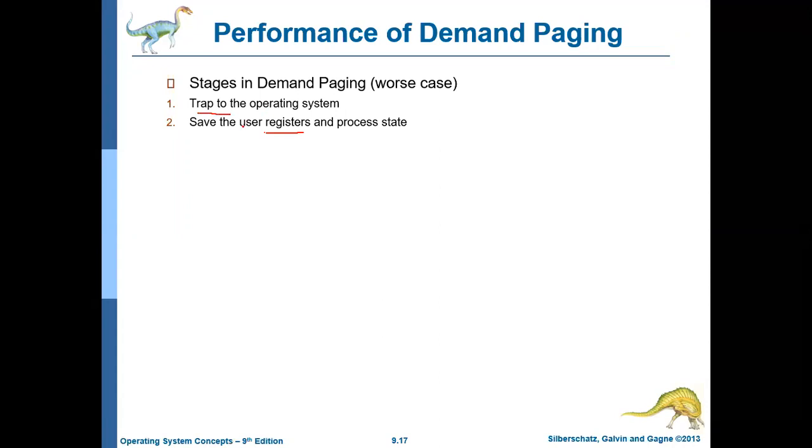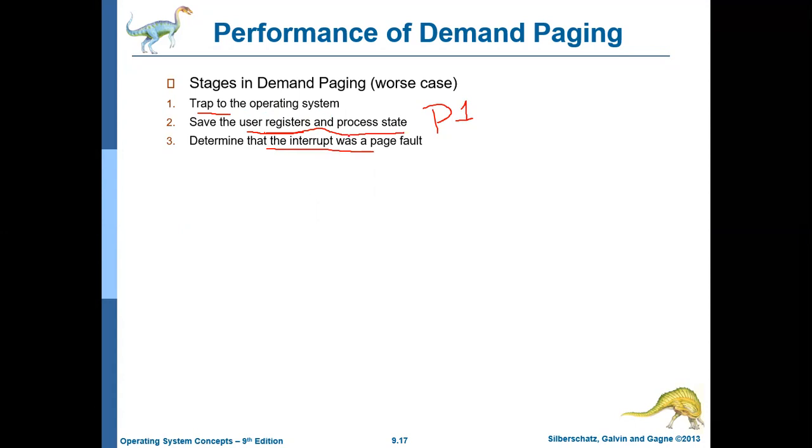Whenever there is an interrupt, and a trap is an interrupt, the current state of the process should be stored in the stack, and the interrupt service routine should be executed to serve that particular interrupt. So the second step is to save the user registers and process state of the process that is executing. Currently process P1 is executing, so process P1's registers and state should be stored in the stack.